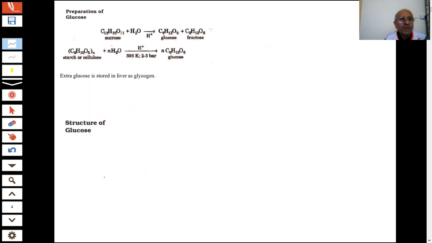Now, students, the question is, how can you prepare glucose? The formula of glucose is C6H12O6, and this we said is a monosaccharide. Therefore, we can produce it by hydrolysis.